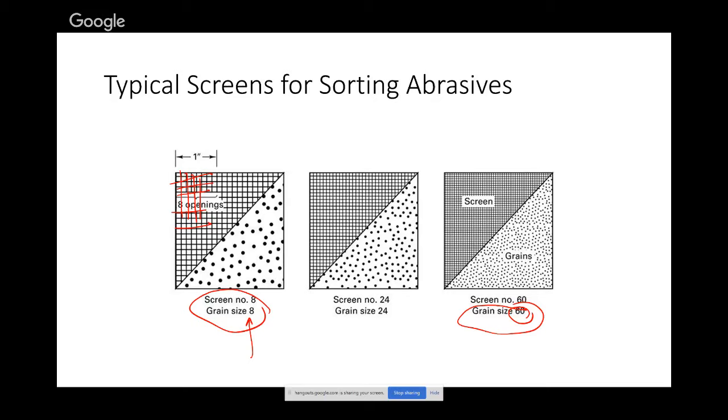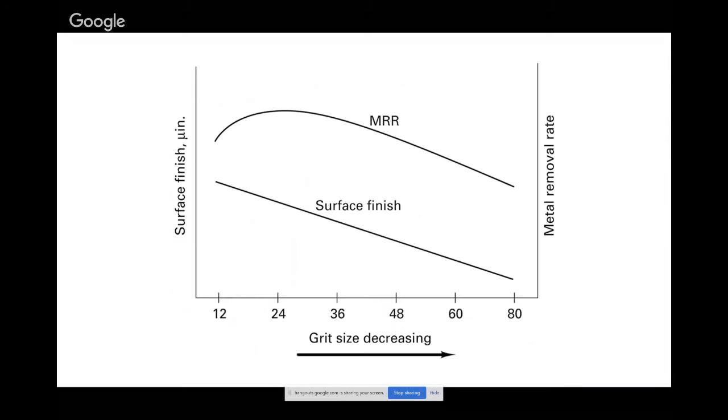If you have more openings, that means the gaps are smaller, so the grit that comes through will be smaller. That would be a grain size, grit size, or screen size of, in this case, 24. And so it goes up and up and up. As you know, the higher the number, the finer the particles, and the smoother your final finish, your surface finish, can be. If any of you have ever made a pinewood derby or sanded something down smooth, then I think you've had a personal experience with this graph right here.